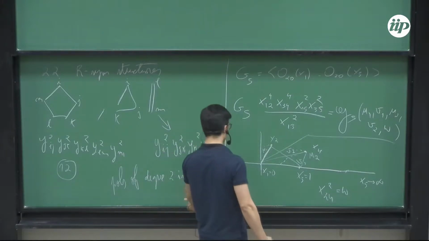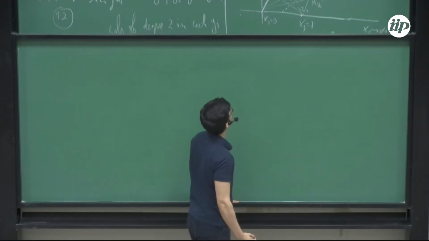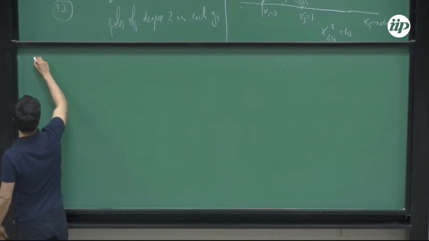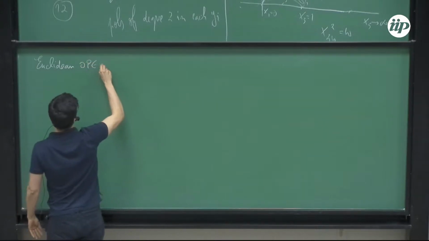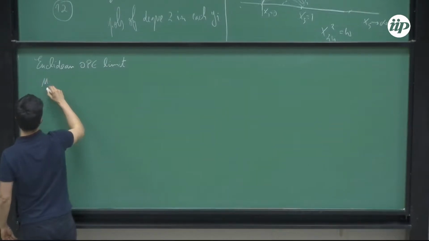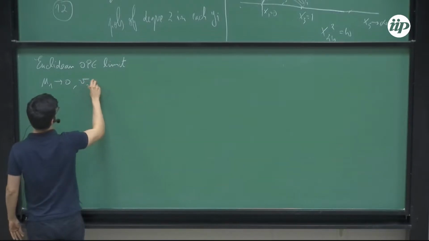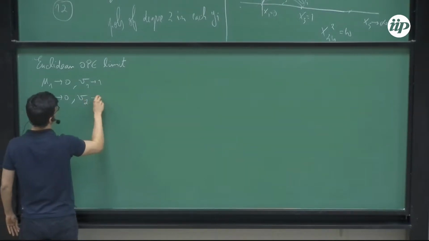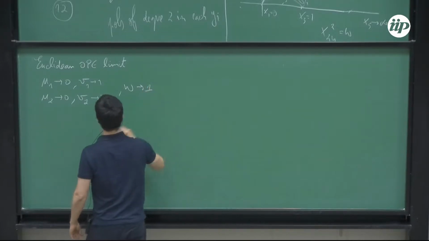Very good. So this is what we have. We have a function. So maybe let me just write here. When we want to do an analysis, we're going to be taking a Euclidean OPE limit, in which basically we're going to be sending U1 to 0 and V1 to 1, U2 to 0 and V2 to 1, and I think my definition of W is going to basically be going to 1.